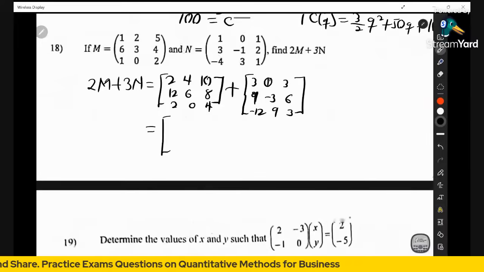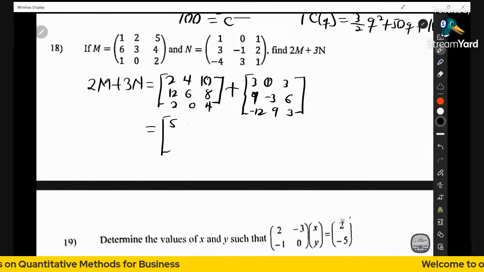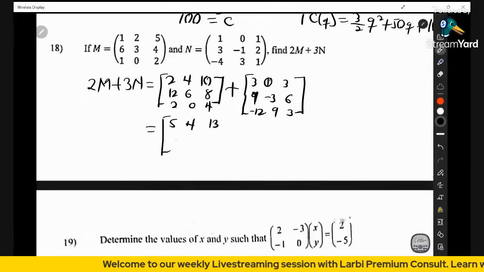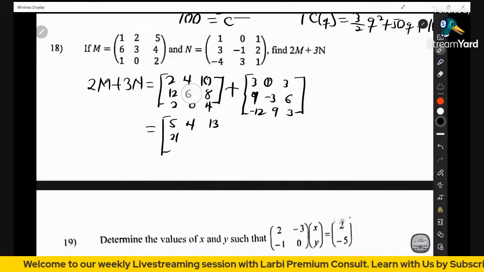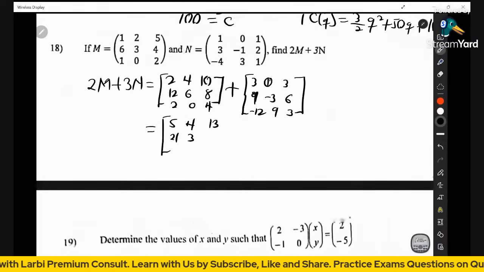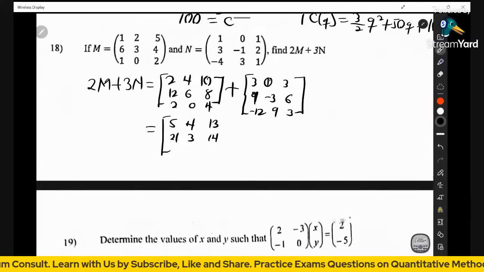So what are we getting? 2 plus 3, we are getting 5. 4 plus 0, we are getting 4. 10 plus 3, we are getting 13. Then 12 plus 9, we are getting 21. 6 plus negative 3, we are getting positive 3. 8 plus 6, we are getting 14.